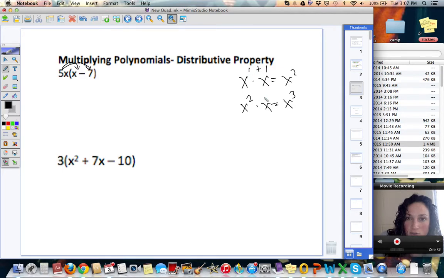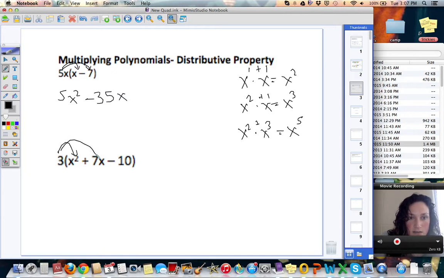1 plus 1 is 2. This would be a 1. 2 plus 1 is 3. So if I had x squared times x to the third, 2 plus 3, x to the fifth. So here, 5x times x would be 5x squared. 5x times negative 7, negative 35x.